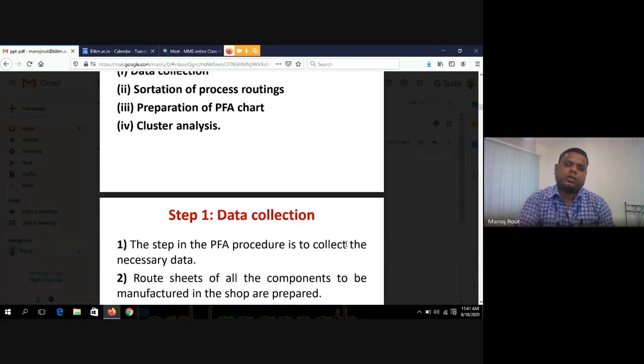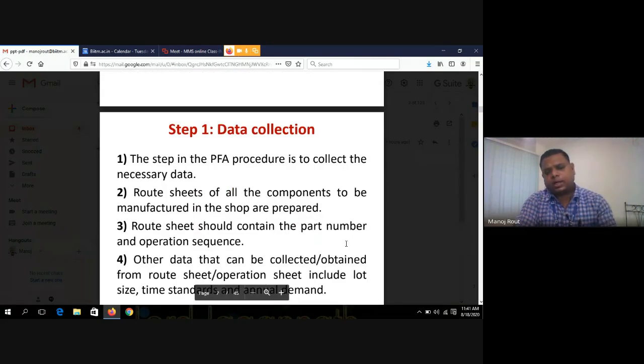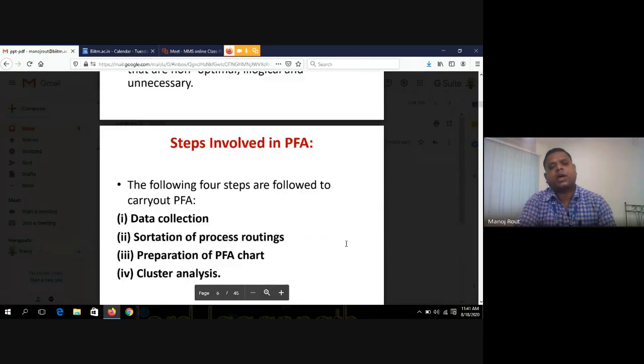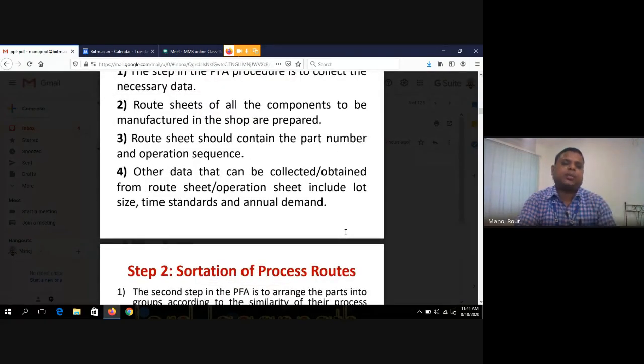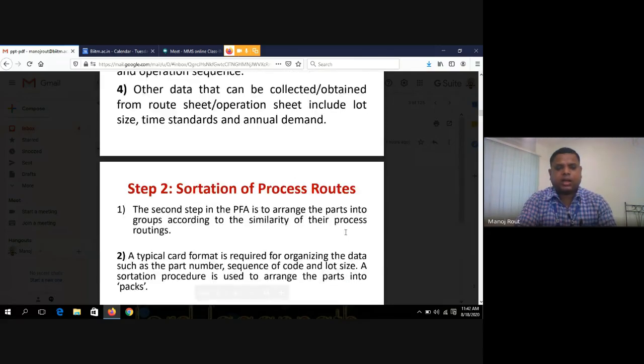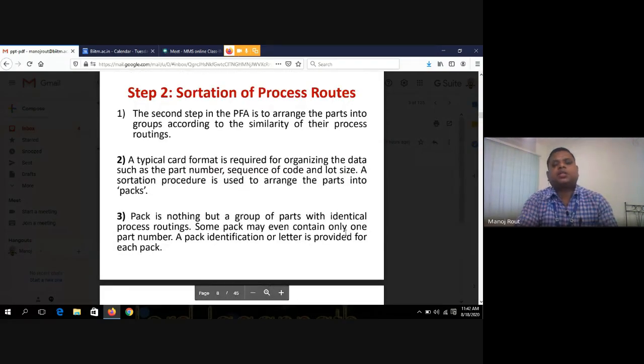Moving to the next ones, the first step, that is the data collection step. The particular step in your product flow analysis procedure is to collect the necessary data. The route sheets of all components to be manufactured in the shop are prepared. The route sheet should contain the part number and operation sequence. Other data that can be collected and obtained from the route sheets and operation sheets include lot size, time standard, and annual demand.